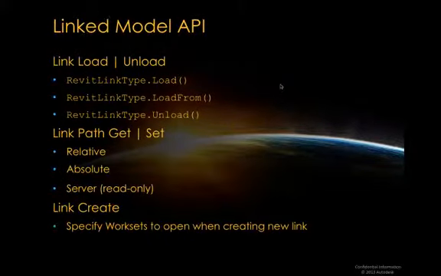Linked files were previously not very accessible from the Revit API. We are starting to make them more accessible, and a number of enhancements have been made to control links. One area is loading from and unloading a link, or getting and setting the paths, so you can use relative, absolute, or server paths. You can also specify which worksets to open when creating a new link.